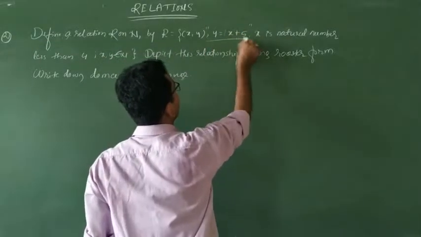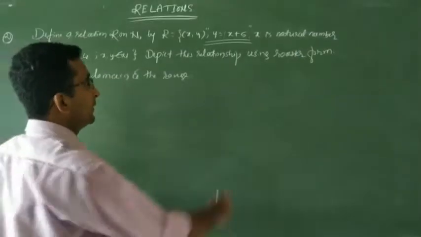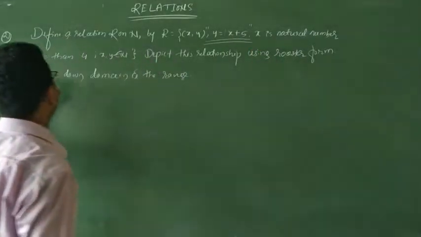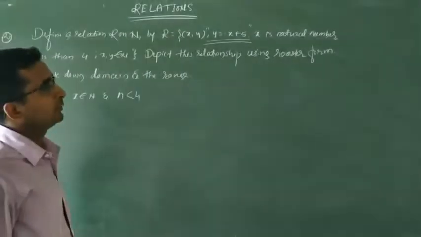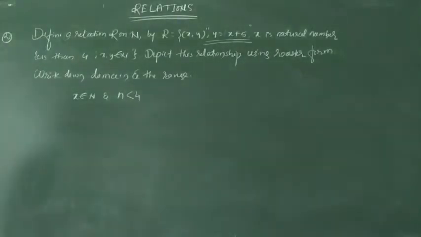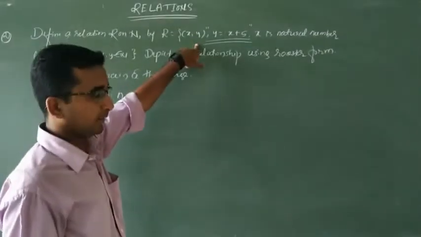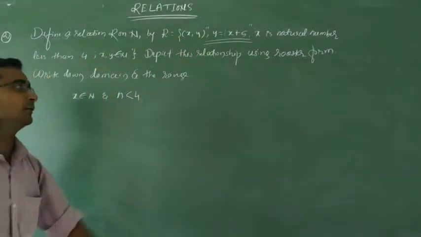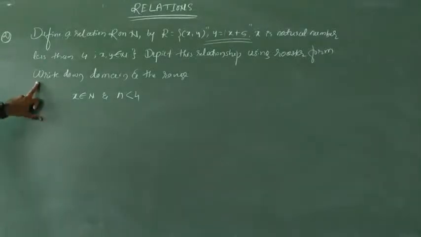The relationship they have given is y is equal to x plus 5, where x is a natural number, and that natural number is lesser than 4. Those x, y elements belong to the set of natural numbers. Depict this relationship using roster form. Now we are going to write it in roster form; this is currently in set builder form. Write down its domain and the range.